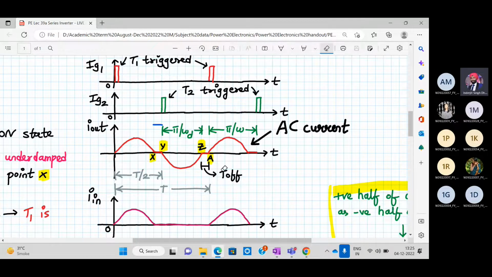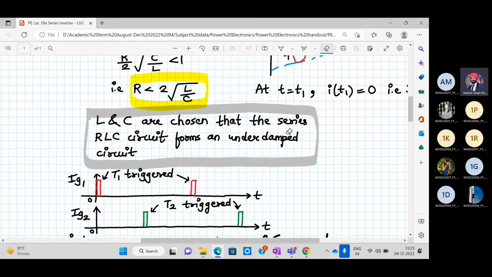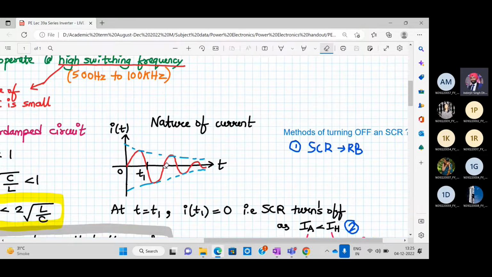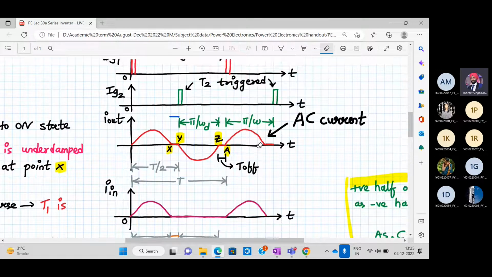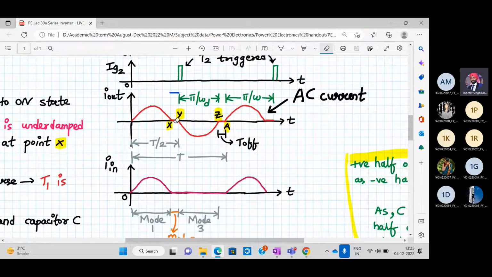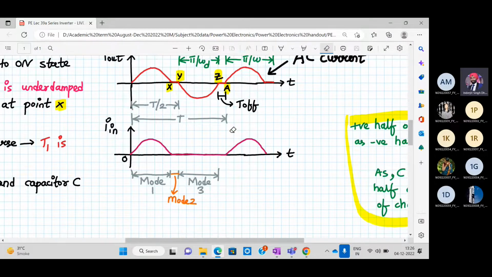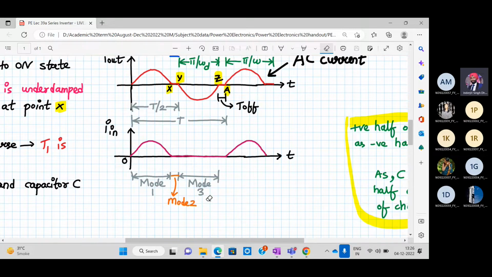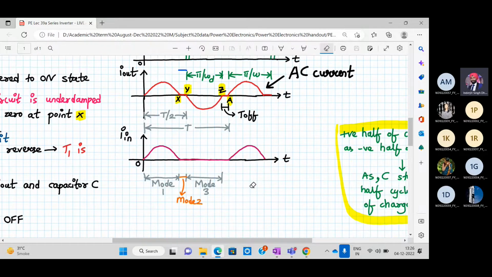So T off, capital T off, is the time in which none of the SCRs are conducting. This one complete period, capital T, is the underdamped oscillation period. And T by 2 includes that T off period. So there is a conducting period for the SCR, and then there is a T off period where none of the SCRs are working. From Y to Z, we have mode number 3. Then again mode number 2 will carry on. Then again mode 1 will be happening.